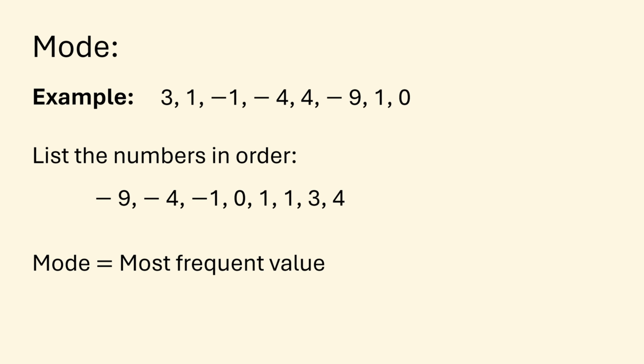Mode. The mode is the value that appears most frequently. In this dataset, the number 1 appears twice, while all other numbers appear only once. So the mode is 1. If no number repeats, then there is no mode. If two numbers repeat with the same frequency, the dataset can have two modes.